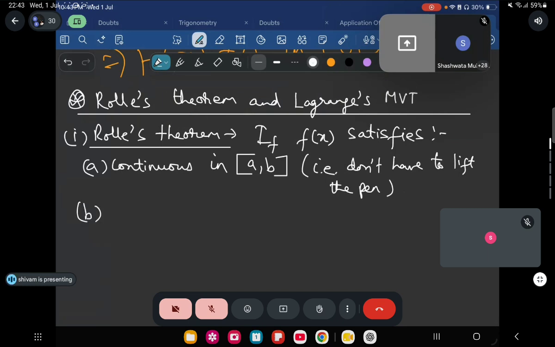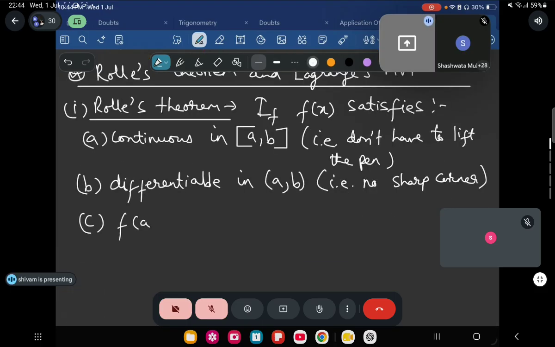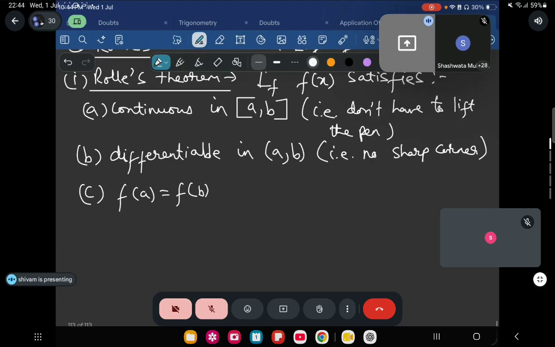Next, differentiable in open interval a comma b, that is, no sharp corner. And f of a is equal to f of b. These three conditions are satisfied.